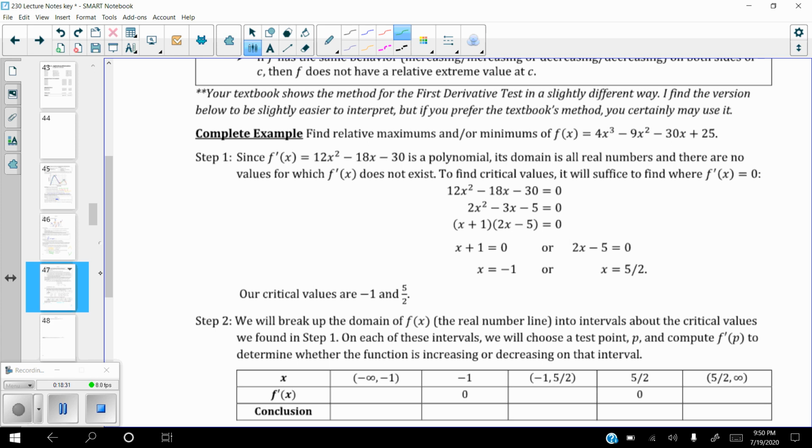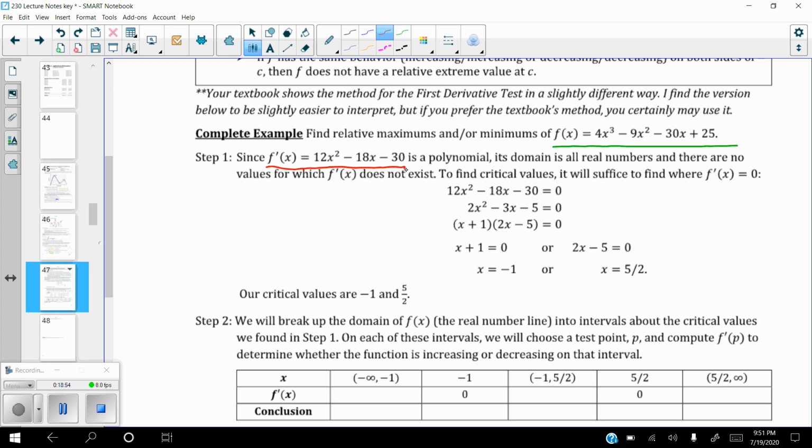Find the relative maximums or minimums of this specific function right here. Well, the first thing you have to do is you have to take the derivative. Once you take the derivative, you want to know where that derivative is either equal to 0 or it is undefined. So we take the derivative, which we now show right here, which is f prime of x.